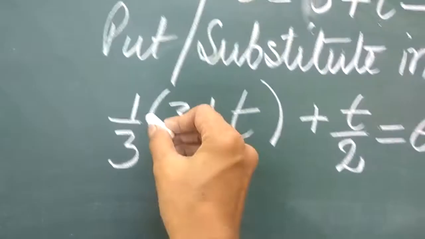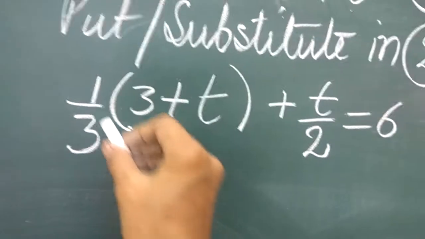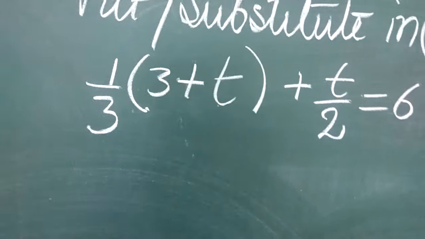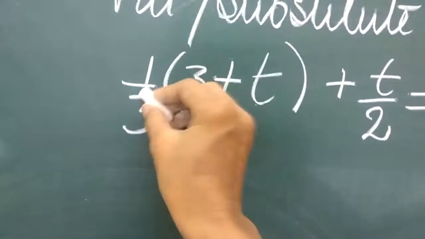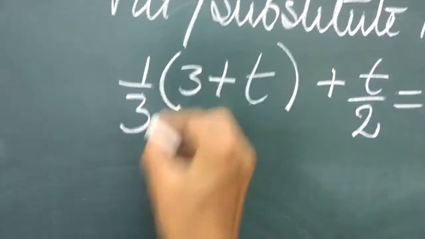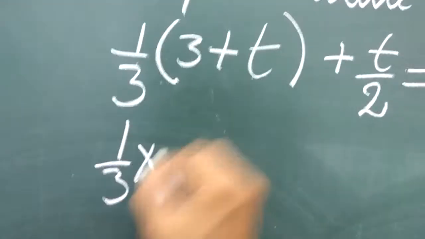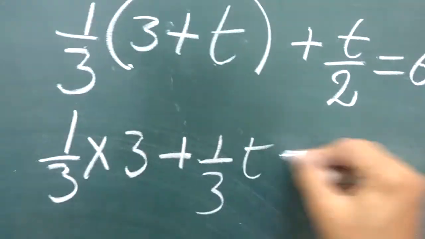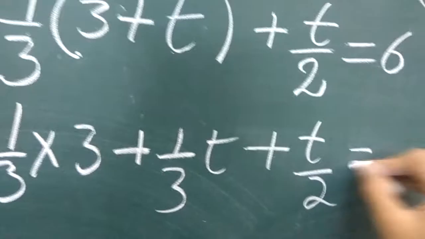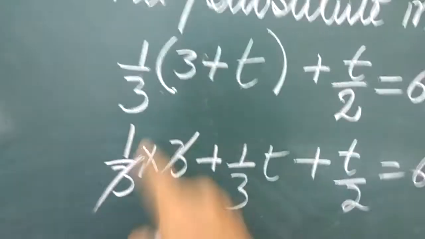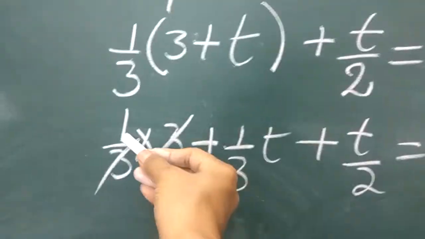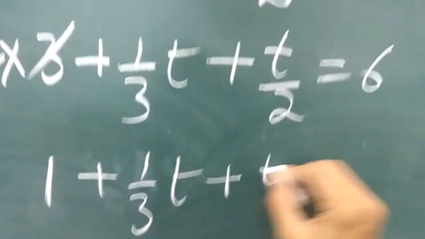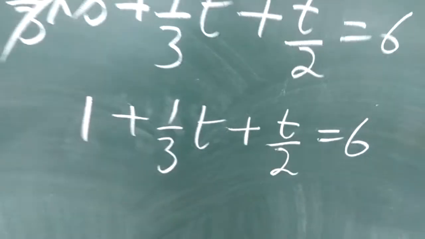Now let us solve. You can't cancel it. Dear students, you make this mistake. Without opening the bracket, you can't cancel it, right? So just multiply it. What we can do is use the distributive property: 1 by 3 into 3 plus 1 by 3 into t plus t by 2 is equal to 6. We'll get 1, so combine the like terms. We'll get 1 by 3 t plus t by 2 is equal to 6.